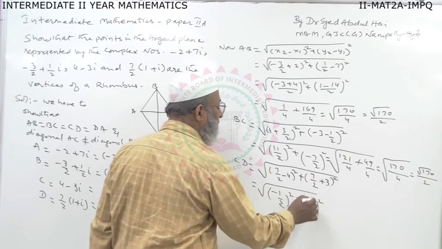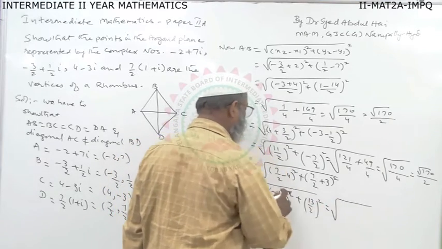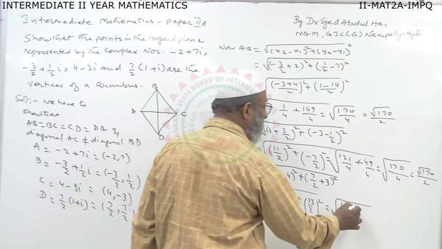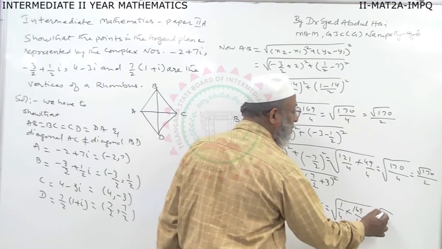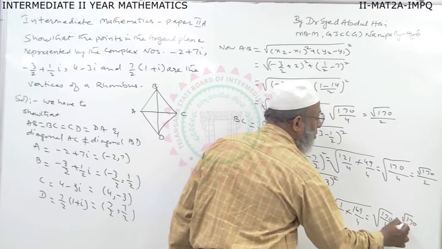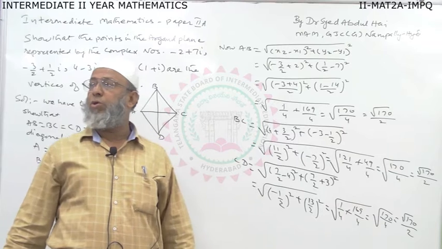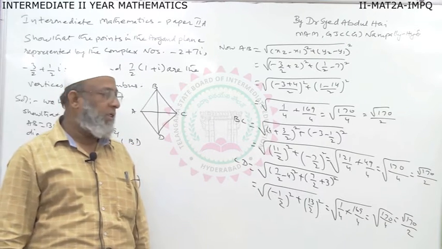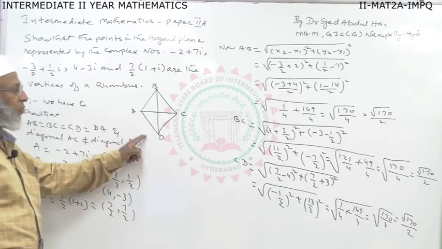2 3 is 6 plus 7, 13 by 2 whole square, which is equal to 1 by 4 plus 13 square is 169 by 4, which is equal to 170 by 4, which is equal to root of 170 by 2. Okay. So we have concluded the value of AB, BC and CD. Now we have to find the value of AD also. Okay.